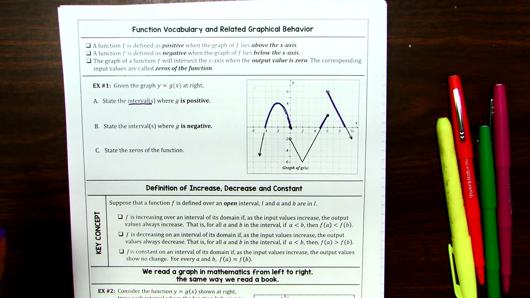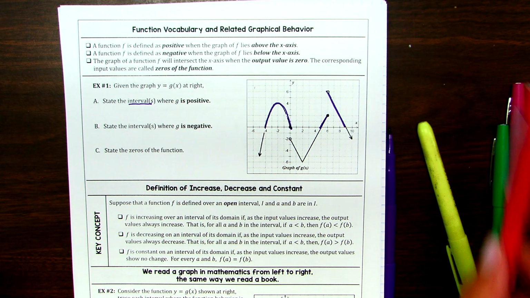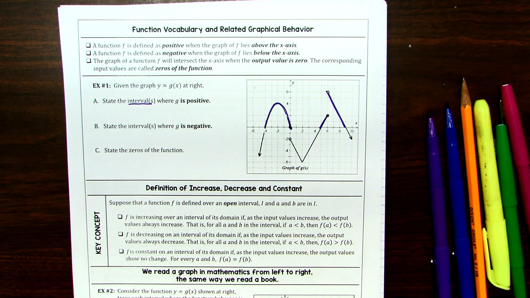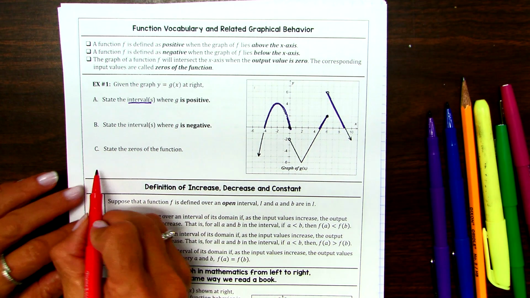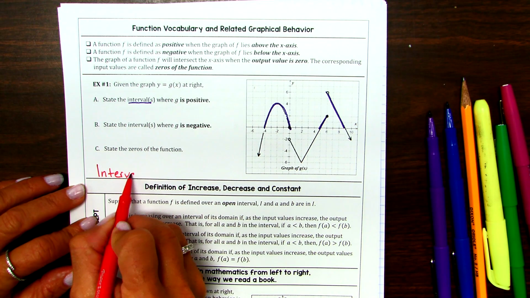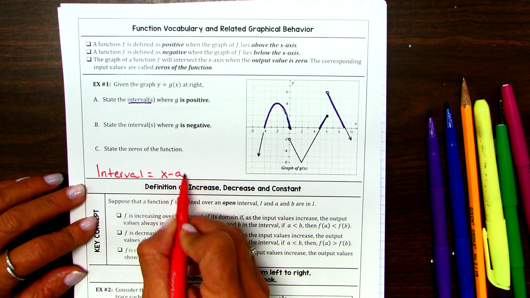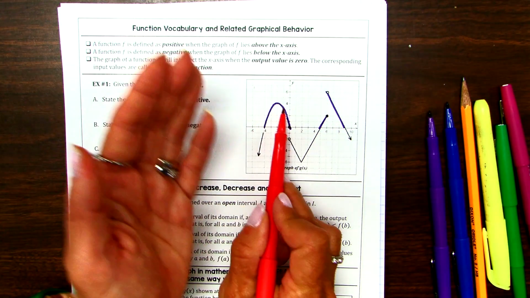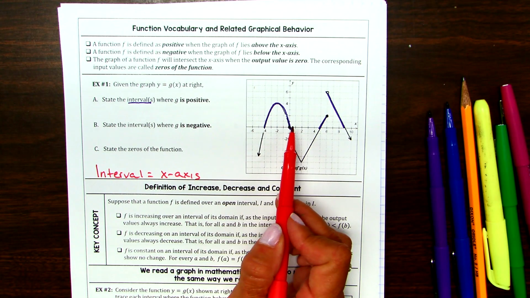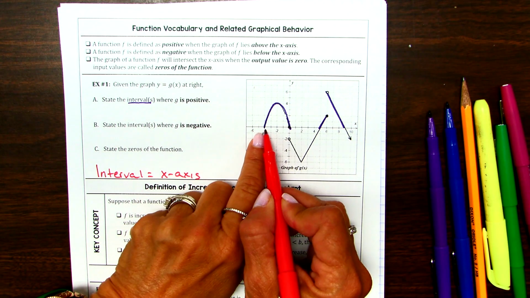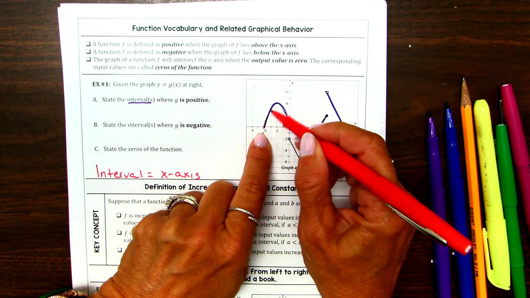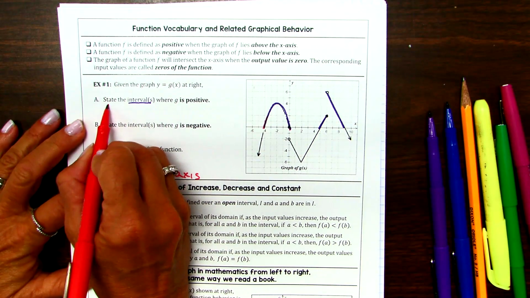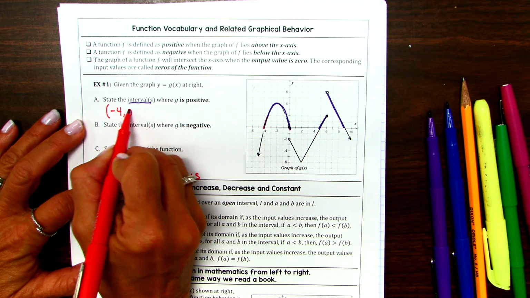How do we name it? Well, you have learned in your past, whether you remember or not, about interval notation. Interval notation is something we use in this class a lot, and I will be reviewing it as we go through. Interval, this word, means x-axis. So what we're going to do is state what piece of the x-axis has graph above it. For example, from -4 to 0 would be this first part. We're going to use parentheses to name that.